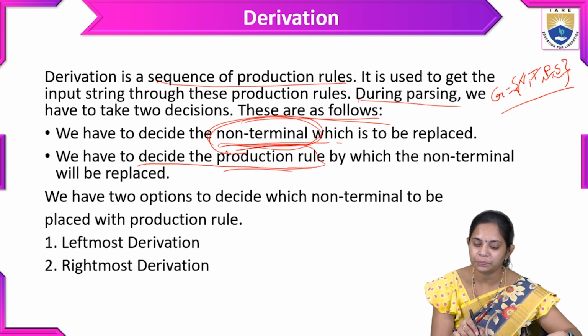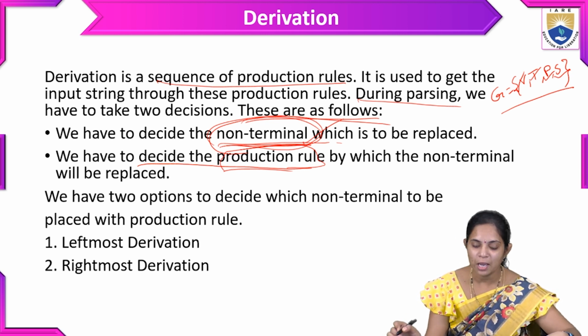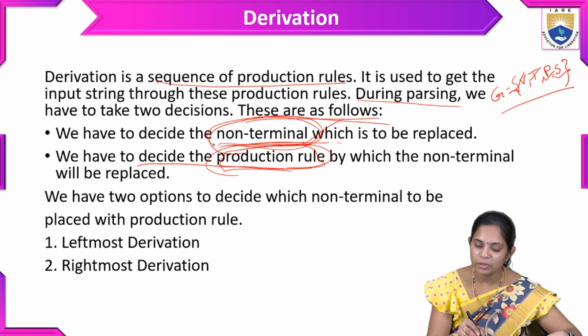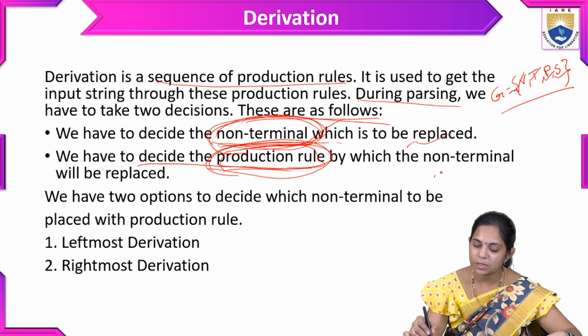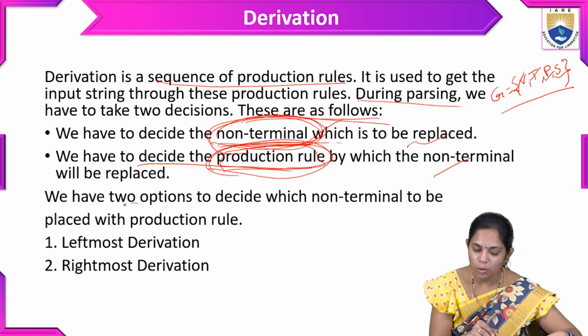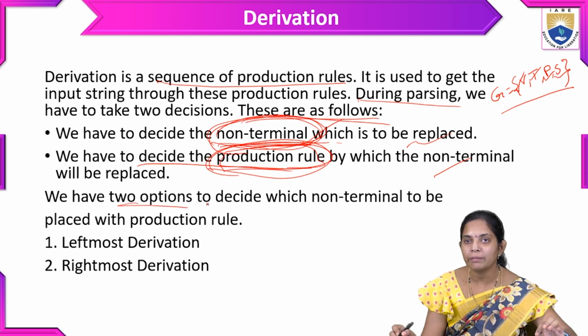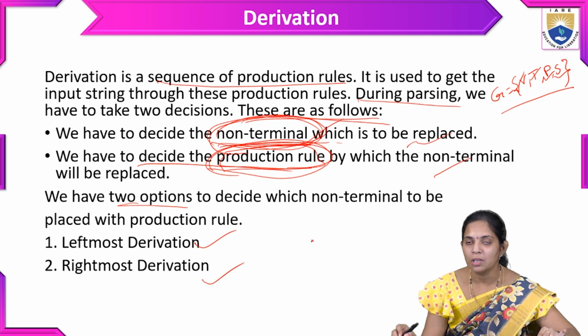So the first is to decide which non-terminal symbol we have to replace, and the second is what to replace it with using the production rule. These are the two steps we have to follow for the derivation of the input string. And here in the derivation part, we have two options: the leftmost derivation and the rightmost derivation. So let's move to the leftmost derivation and rightmost derivation.